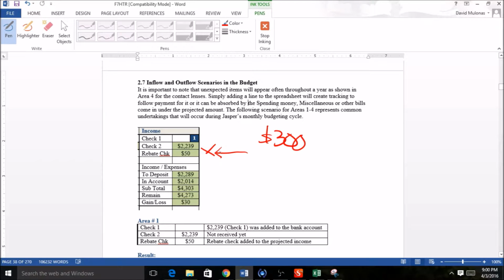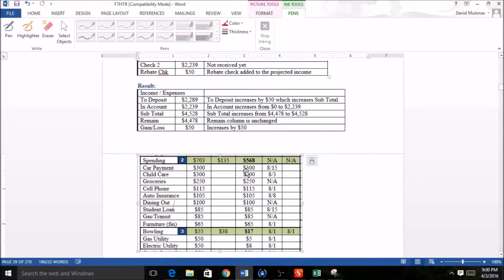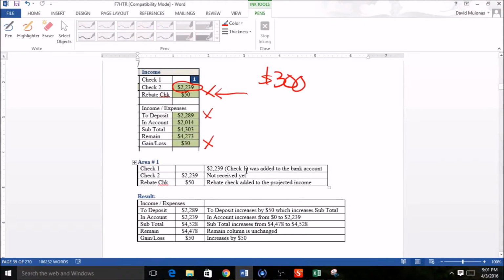So that's exactly what we're showing here: he has his second check yet to come in, and he has $50 in this rebate check, and at this point in his account, he has $2,289. Normally, he'd have $2,239 projected to come in. So we can just disregard these numbers at this point, because we don't have this sheet in front of us, but at this point, he has a gain of $30. You can see I've taken some snippets from the master budget sheet and stuck them up here so we can look at them.